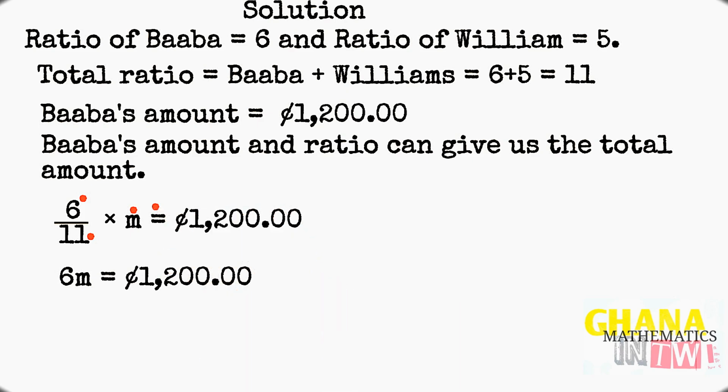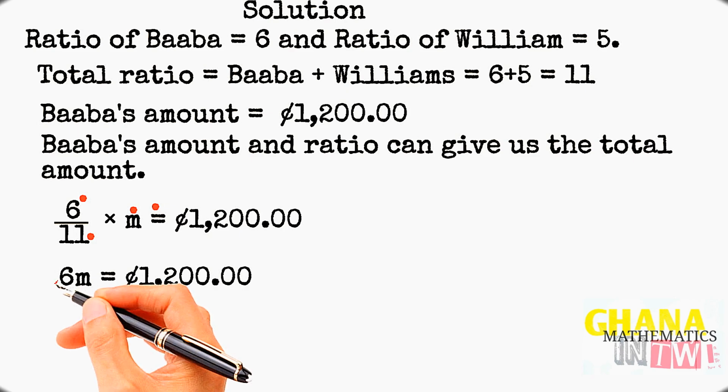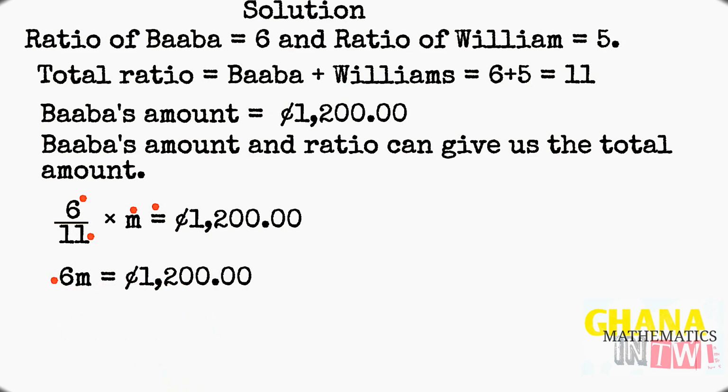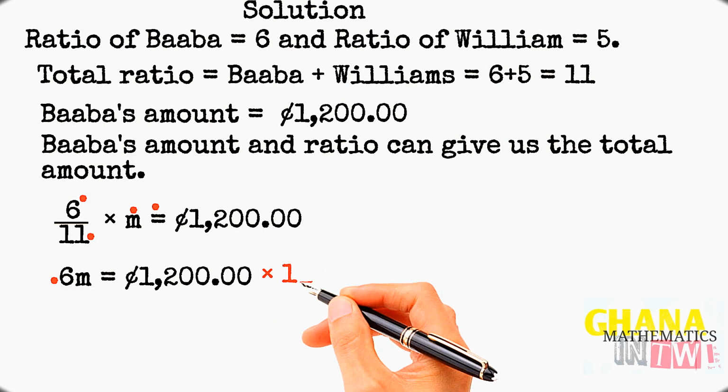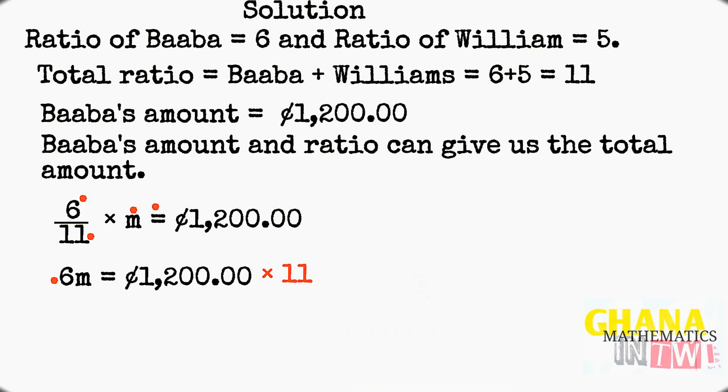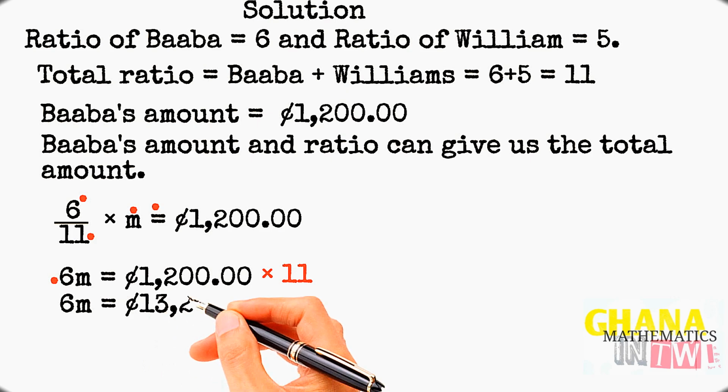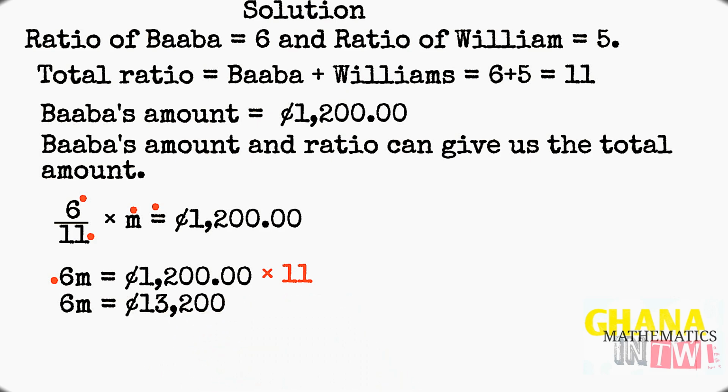So we have the fraction 6m over 11 equal to 1,200. We cross multiply: the denominator 11 multiplies 1,200 cedis, and the numerator gives 6m. So 6m is equal to 1,200 cedis times 11, which gives us 13,200. We want the value of the variable m.